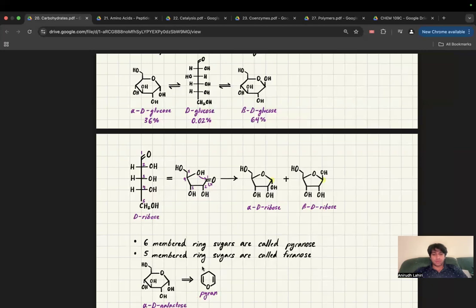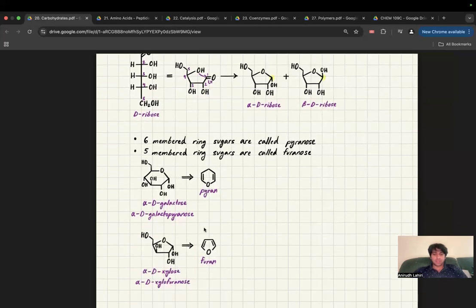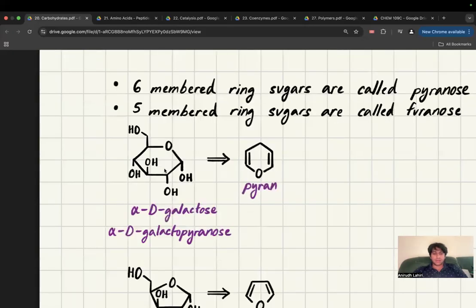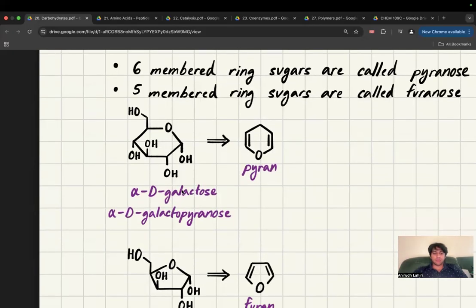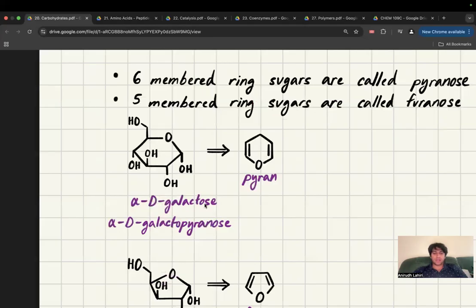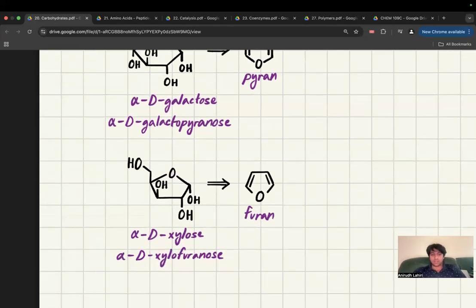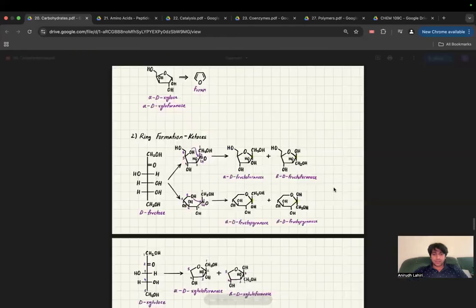Five-membered rings are called furanose. It's supposed to be because these structures look similar. Honestly, I think this is a little bit of a reach, but this is convention and this is why you name it the way you name it, right? So this is galactose. Alpha means down, beta is up. So we have alpha D galactose. If we want to be more precise, we can label it as alpha D galactopyranose. Cool. Alpha D xylose, alpha D xylofuranose. Cool.